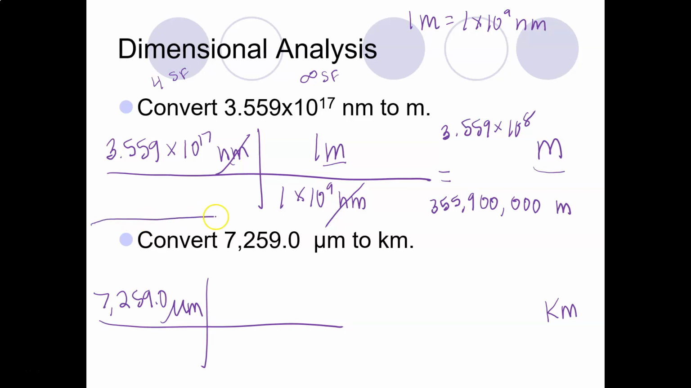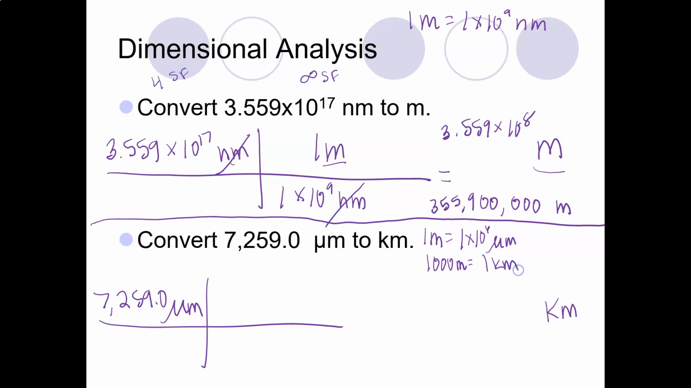I'm going to draw a line right here. Okay, so 1 meter contains 1 times 10 to the 6th micrometers, and 1,000 meters are in 1 kilometer. Those are my 2 unit factors. So when I set this up, I'm going to choose the one that has micrometers in it because I need to cancel out micrometers by putting them at the bottom. So I'm going to put 1 times 10 to the 6th micrometers on the bottom and 1 meter on the top, and I'm going to cancel out micrometers.